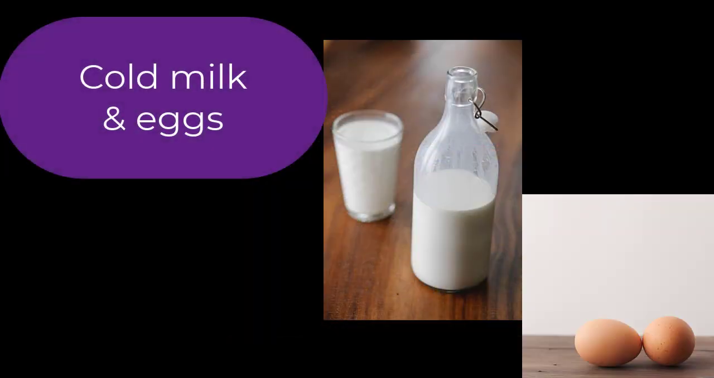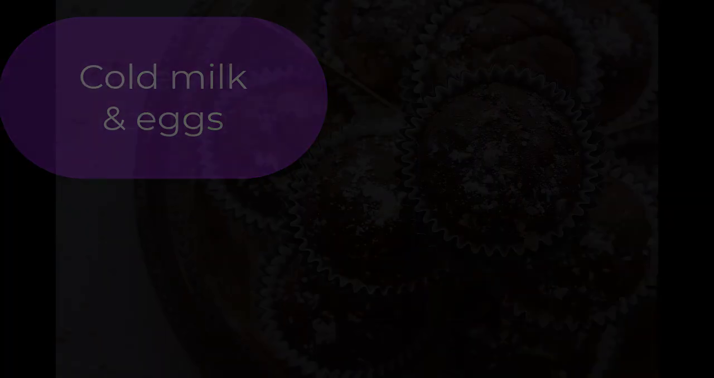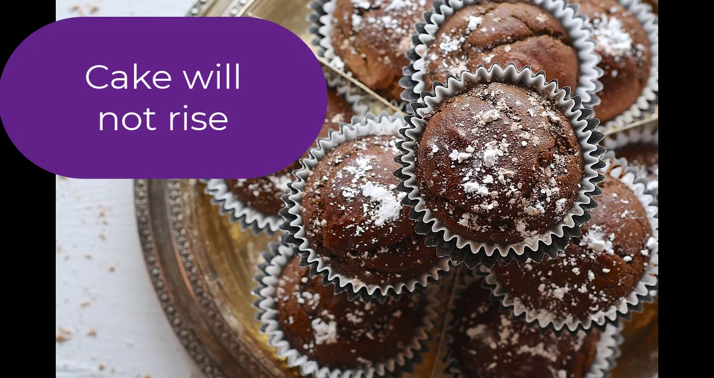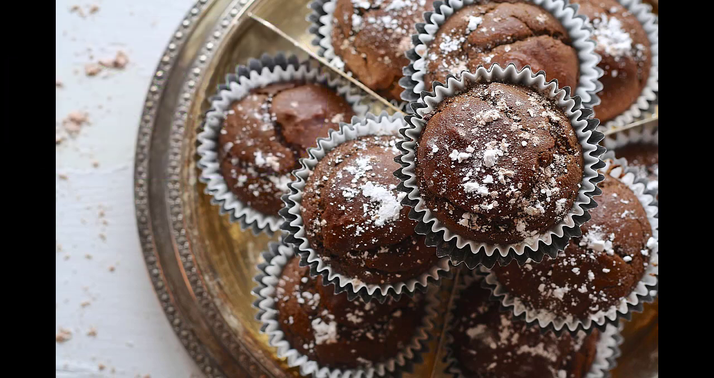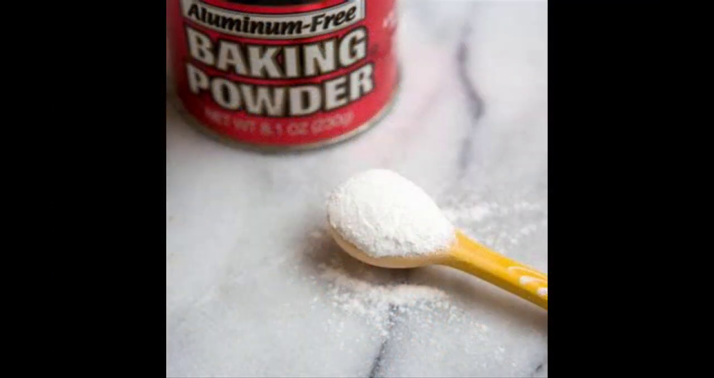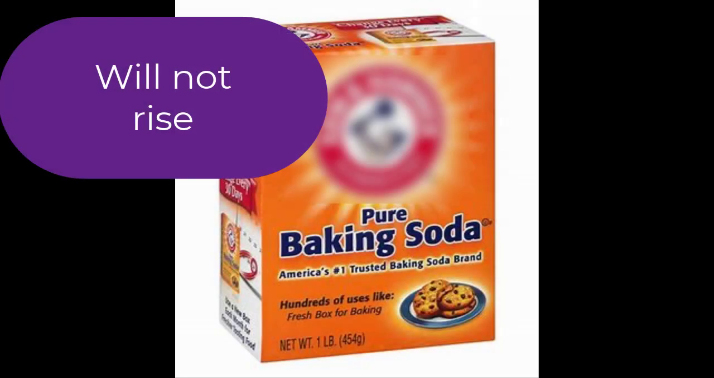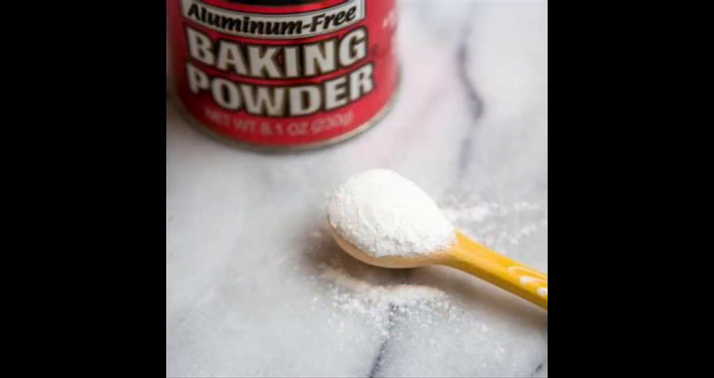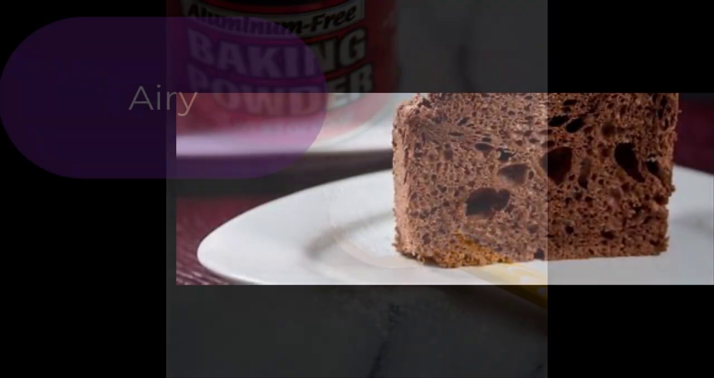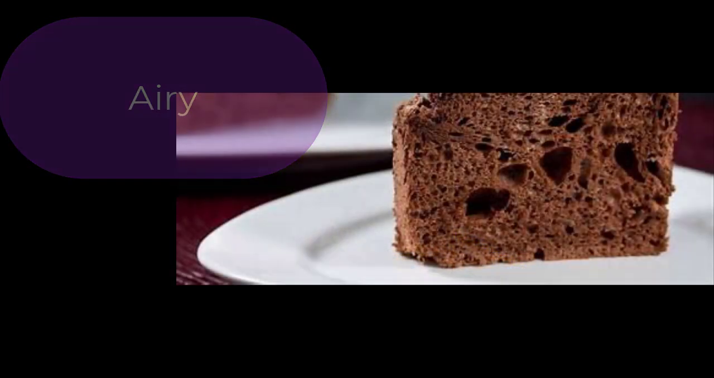What will happen if you use cold milk and cold eggs? Your cake will shrink after you bake it. It will never rise to its desired height since the cold ingredients will have an effect on both the baking soda and baking powder. What will happen if you don't put baking soda or baking powder? If you omit the baking soda, your cake will not rise. If you omit the baking powder, your cake will not expand or it will be airy inside.